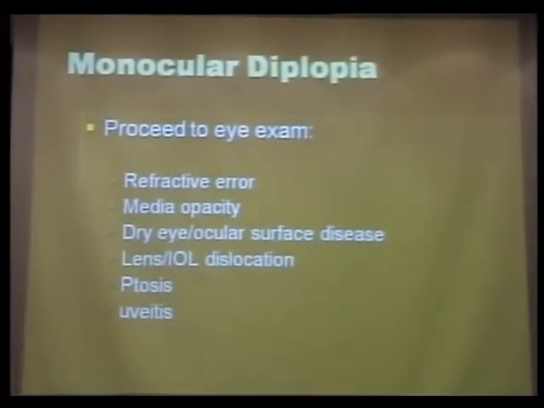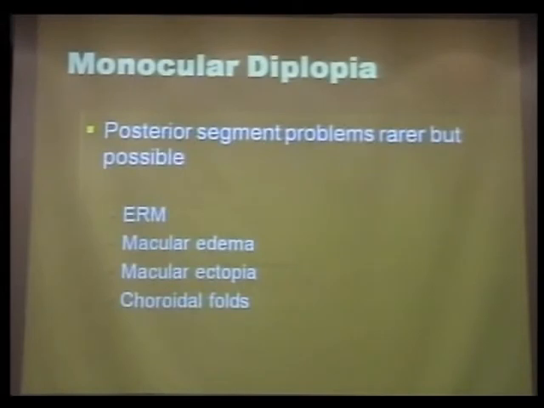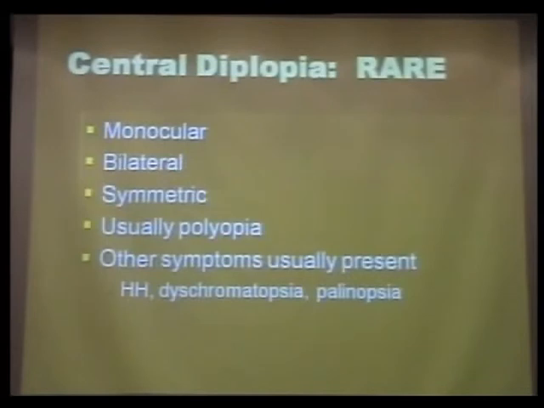If it's monocular diplopia, you're going to find the answer almost all the time on the eye exam. As you know, most of the time it's an anterior segment problem or a refractive error that's not corrected, like the list you see here. But there are some posterior segment problems that can cause monocular diplopia, including epiretinal membranes, macular edema, macular ectopia, and choroidal folds. But again, you'll see all these on the exam.